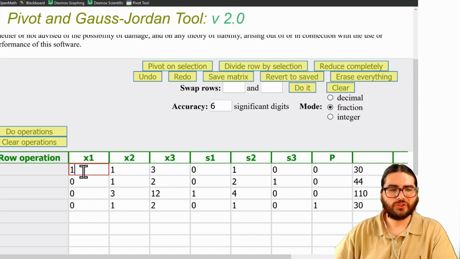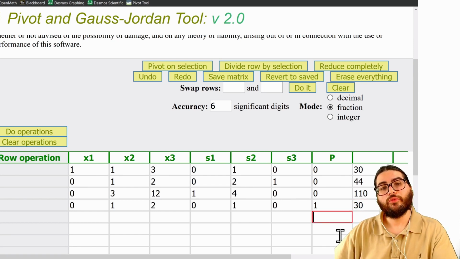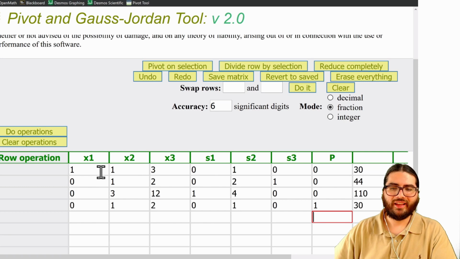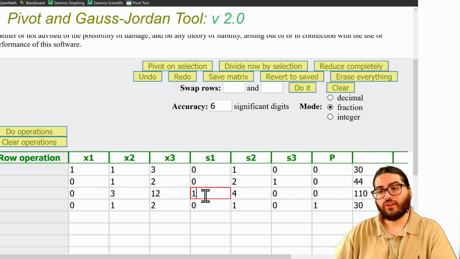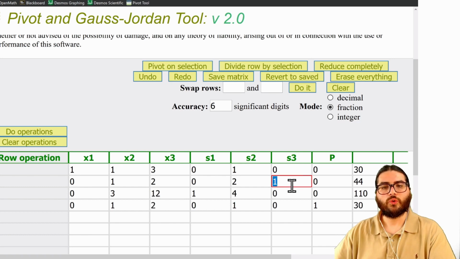Let's take a look at this solution. X1 equals 30. X2 equals 0. X3 equals 0. S1 equals 110. S2 is 0. S3 is 44. P is equal to 30. After all of that, the maximum value of P is equal to 30 at (30, 0, 0). Again, you don't usually report your S variables, but if you had to, S1 would be 110, S2 would be 0, S3 would be 40.